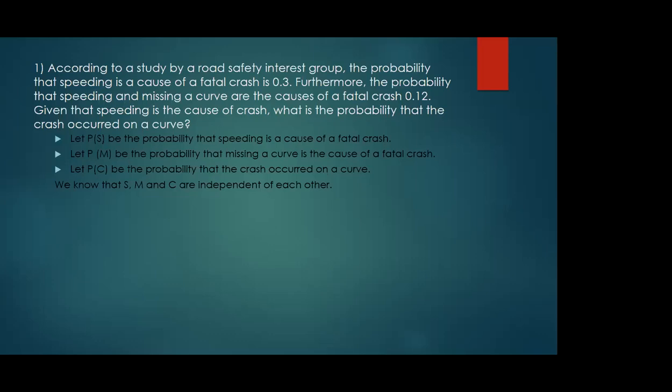So remember, I told you that the sum of probabilities must be equal to 1. And we can say, based on the question, that the probability that a crash occurred on a curve is a complement of missing the curve and it causes a fatal crash. So in order to find the probability of a crash occurring on a curve, we're going to say the probability of C is equal to 1 minus the probability of M.